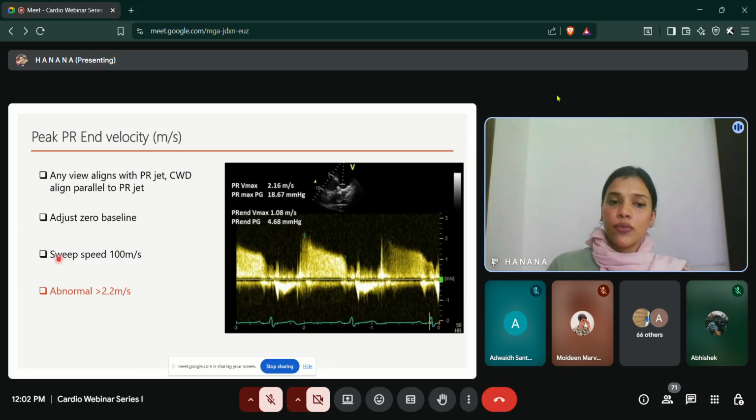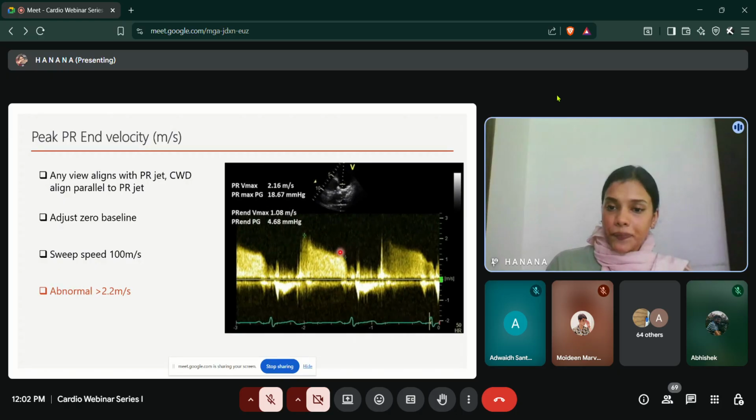Adjust the zero baseline, sweep speed should be 100, and what you have to take is this pulmonary regurgitation spectral display. This is the flow which goes into the pulmonary artery, and here the regurgitation is shown upward. The normal flow should be downward from the baseline. If the patient has pulmonary regurgitation, the blood goes back into the RVOT upwards, so that's why we are seeing an upward display for the PR.